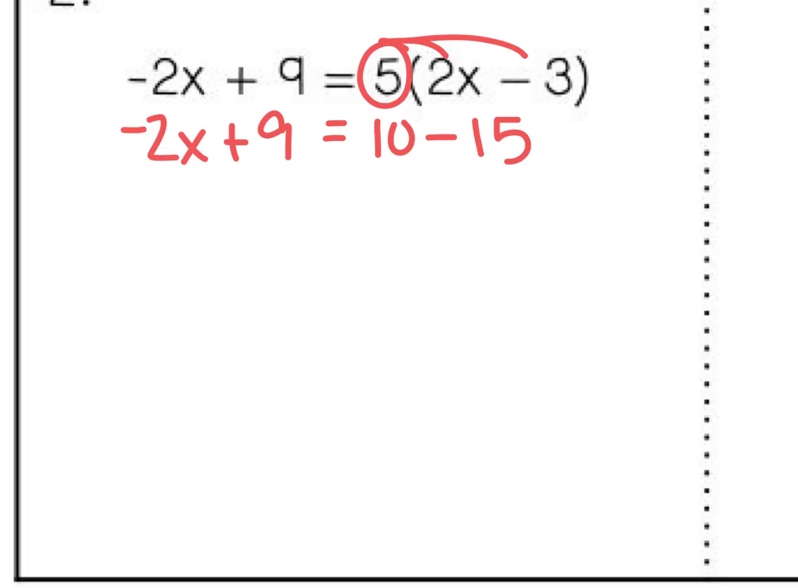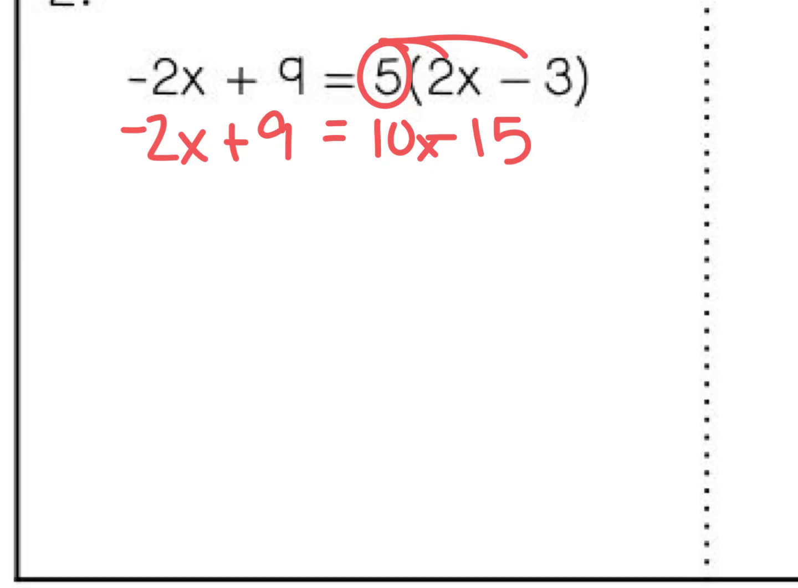Step 2, do we need to collect like terms? Do I have matching things on the same side of the equals? No, so we don't need to do that. Step 3, move our variables to one side. I forgot the x on my 10. Sorry. Tell me if I make a mistake, please.